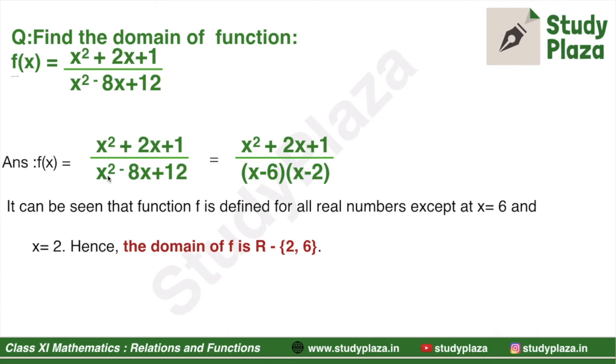For the answer, we will first factorize the denominator, that is, we will factorize x² − 8x + 12 by middle term splitting, and we get the two factors (x − 6)(x − 2). If we put the value of x as 6, the whole denominator becomes 0, or if we put the value of x as 2, again the whole denominator becomes 0. When the denominator becomes 0, f(x) will be undefined. So f(x) will not have the values 6, 2. So f(x) will have all real number values except 2, 6. So the domain of the function f is R − {2, 6}.